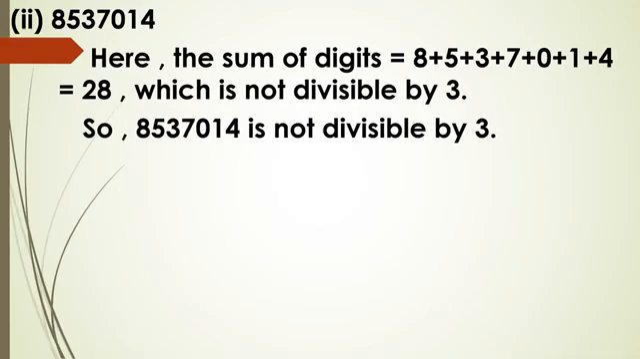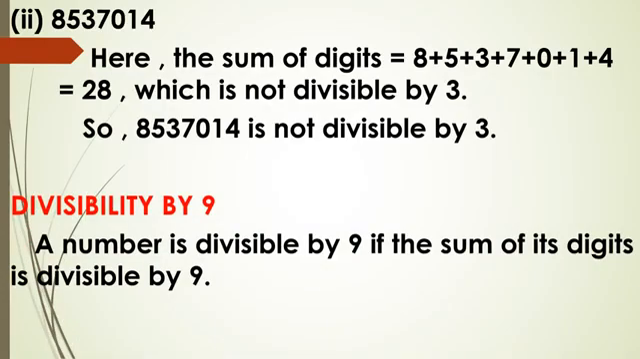Now we will do divisibility by 9. It is the same as divisibility by 3. Exactly the same. Only in this you have to check by 9. A number is divisible by 9 if the sum of its digits is divisible by 9. In 3 we checked that the sum of digits must be divisible by 3. In 9 we will see that the sum of the digits is divisible by 9.